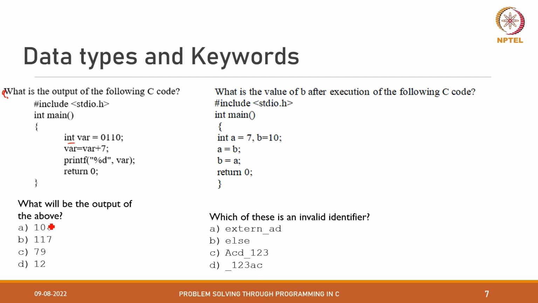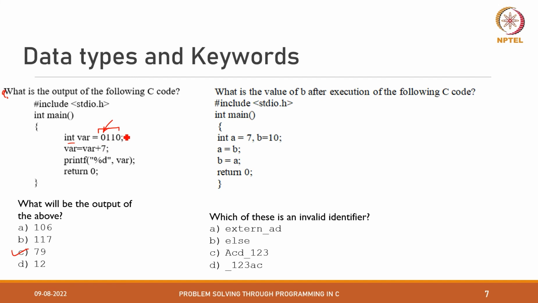The answer here will be 79. I'll tell you why. If you see it just like this, it should be 110, adding up with 7, the answer should be 117. But why has it been written in this manner? Why is it starting with a 0? Why is this 0 present here? You could directly write 110, right? Why have we written 0110?